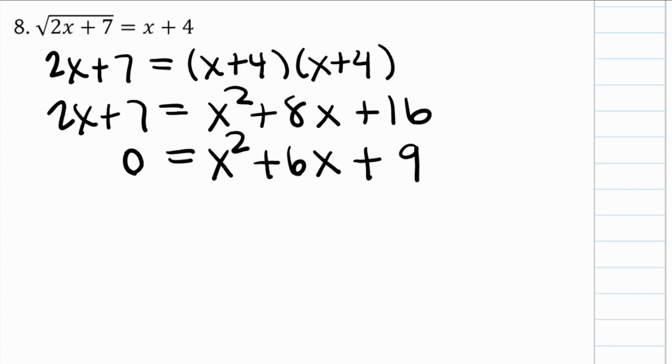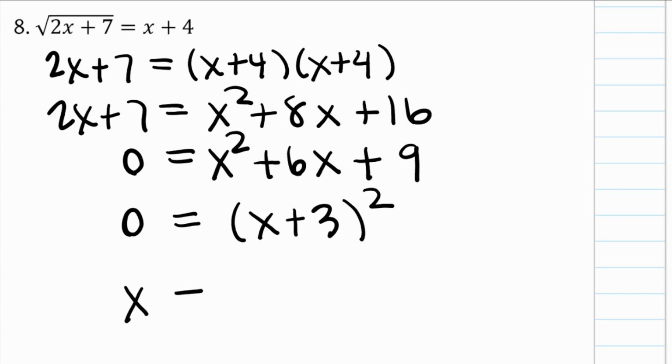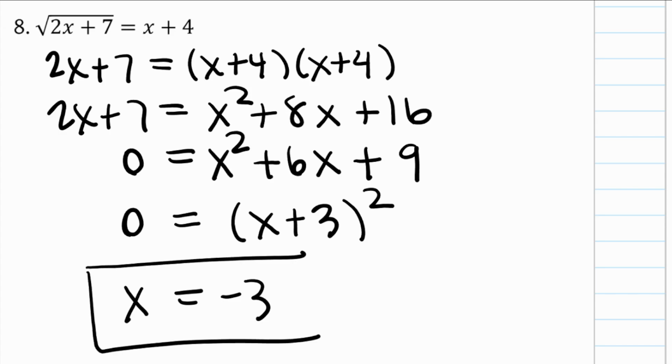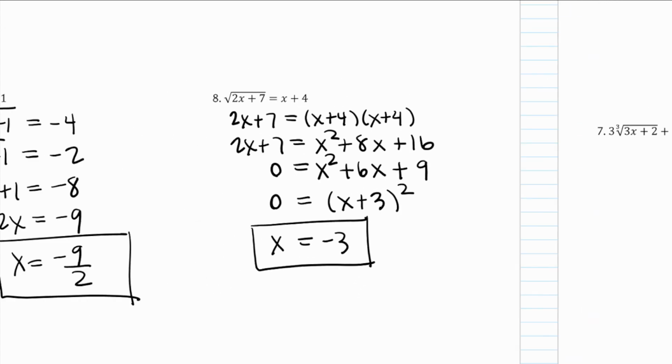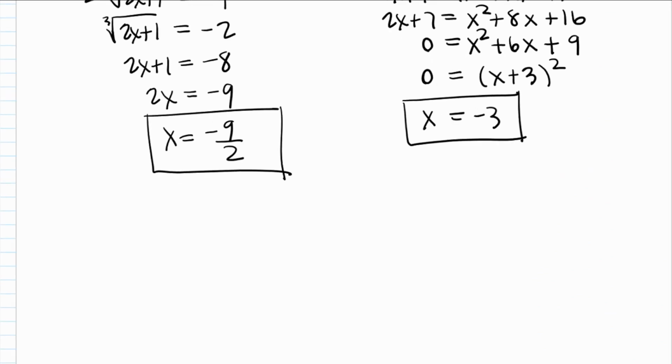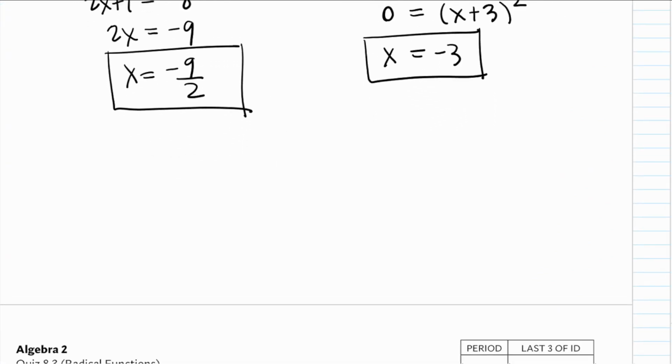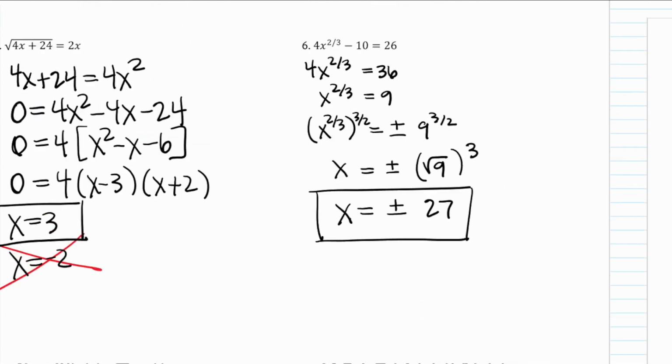x squared plus 6x plus 9, that factors. That's x plus 3 times x plus 3, and this equation is only going to be true when x is equal to negative 3. Now I do need to check my answer to make sure that it's true, right, because I squared both sides of the equation. But if x is equal to negative 3, I've got the square root of 1 equals 1, and yeah, that's true, so it looks good. Okay, and that's all for this form of the quiz.